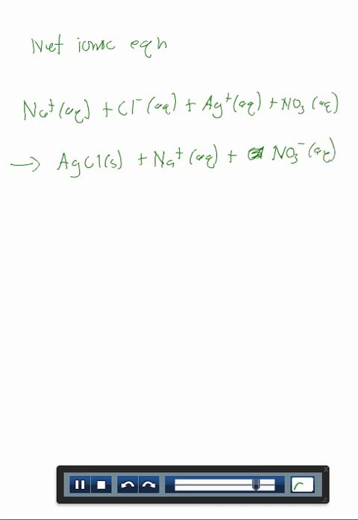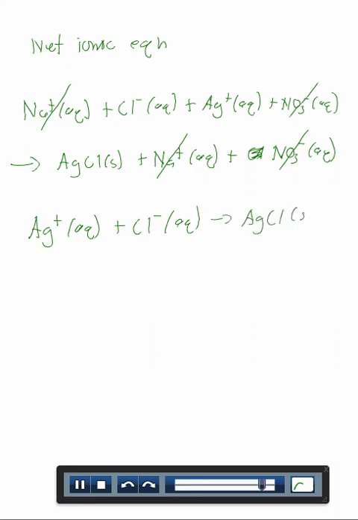So sodium is on both sides of the equation, so we can cancel sodium. Nitrate is on both sides of the equation, so we can cancel nitrate. And so what's left is silver plus and chlorine minus, giving silver chloride solid.